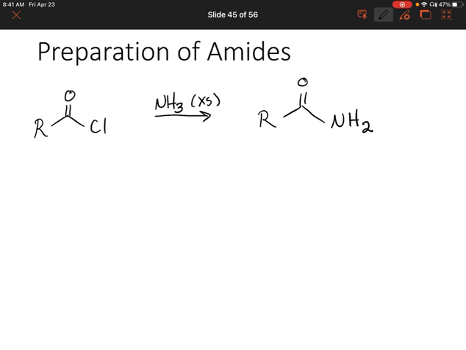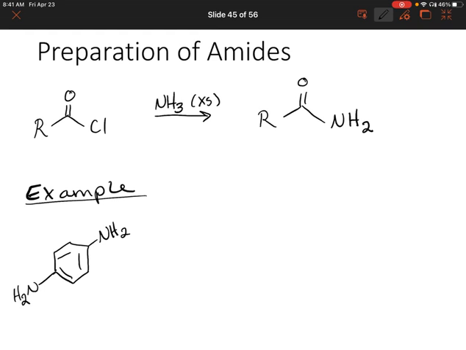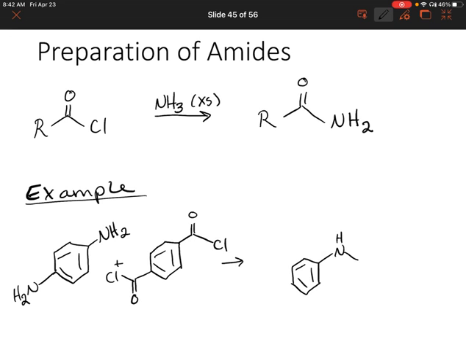Now let's look at an example of a really useful amide. So we're going to start with a benzene ring that has two amino groups para to each other. And we're going to react that with a benzene ring that has two acid chlorides para to each other. And this is going to give us an amide in the middle of the two benzene rings.